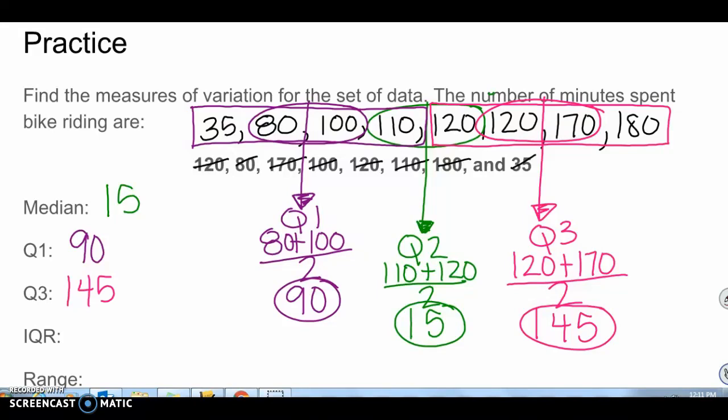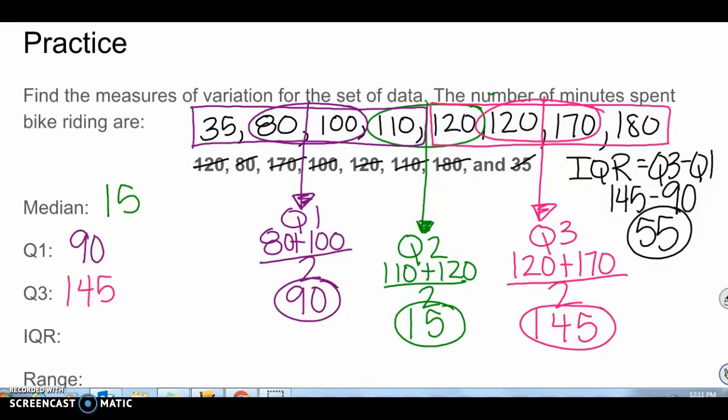To find our interquartile range, we subtract Q1 from Q3. Q3 was 145 minus Q1, which was 90. And that leaves us with 55, which would be our interquartile range.